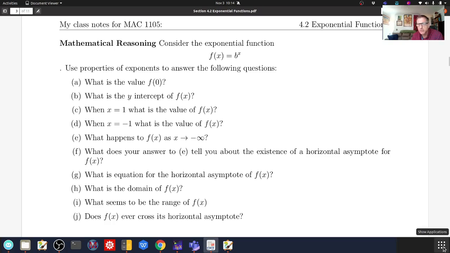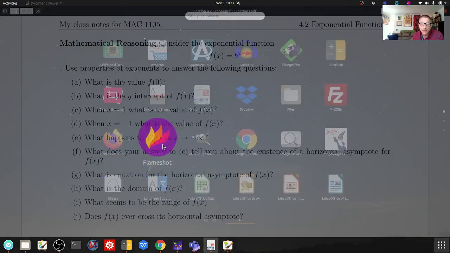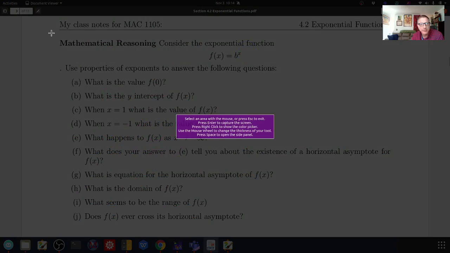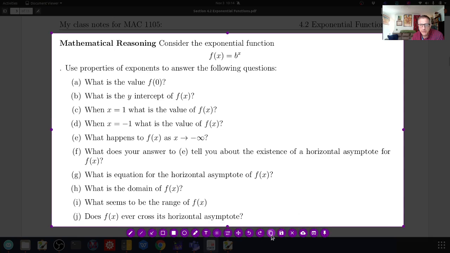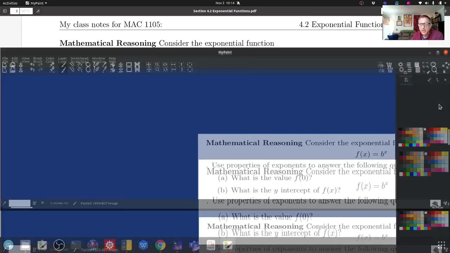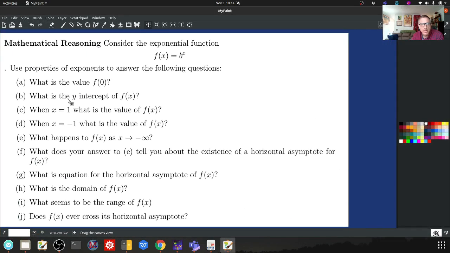Actually, I'm going to snip out this whole thing. I want to be able to write. Take screenshot. So here we go.